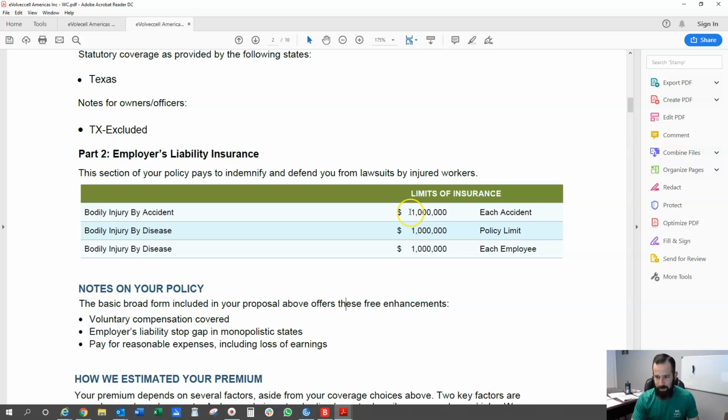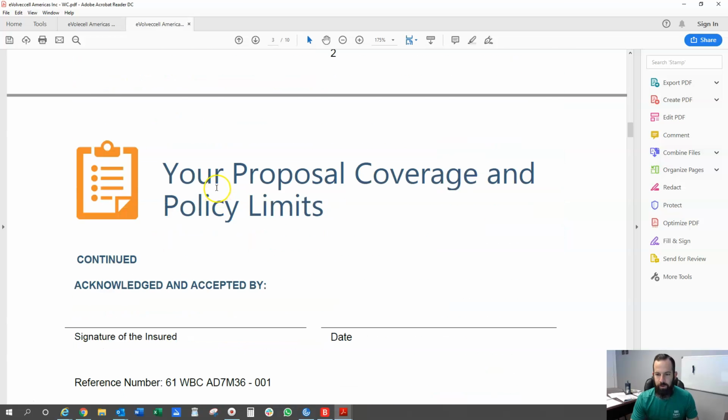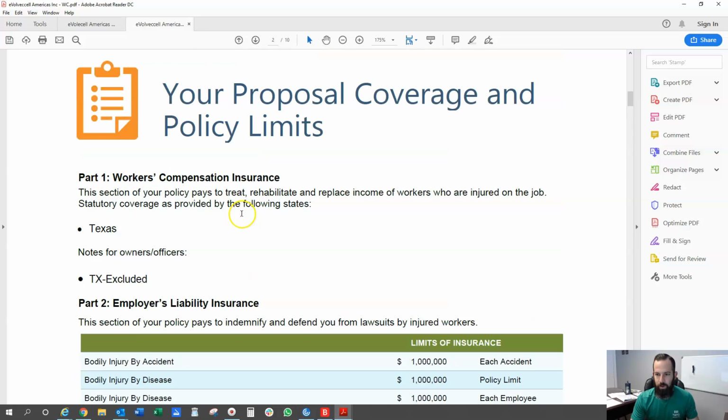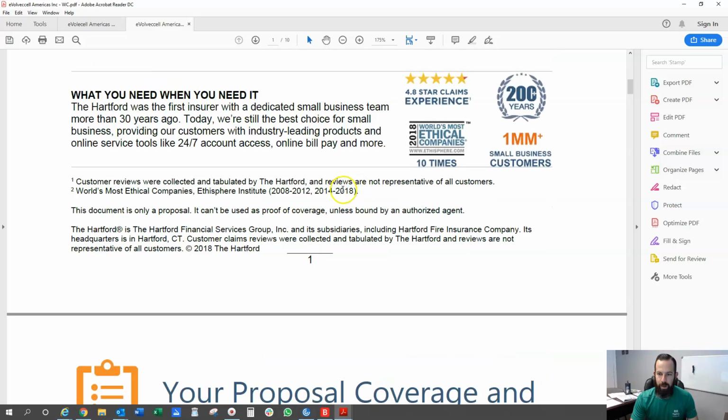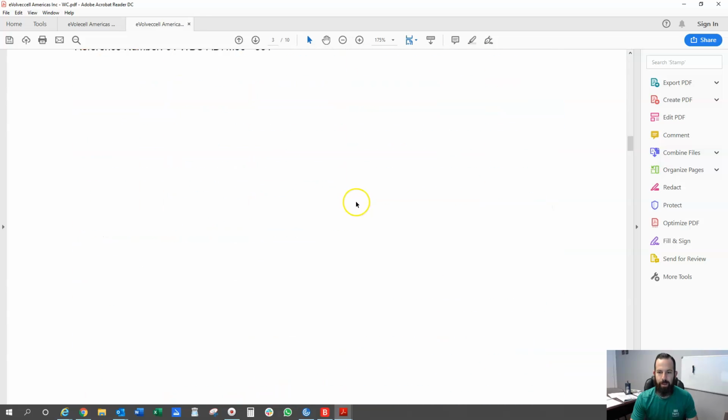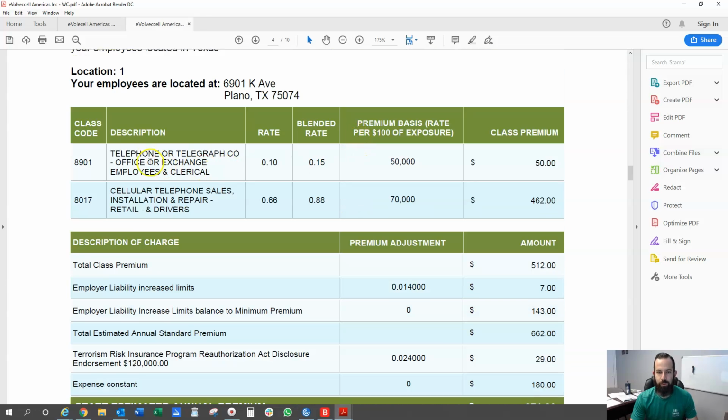These are the max limits that we offer, and I always offer them to every employer. So we have $1 million for every accident, $1 million injury by disease, and $1 million policy limit for injury by disease. Okay? So this is all driven by payroll. So even though the premium is rather low at $871, it's because we're basically basing it off of these two class codes and a total payroll of about $120,000.